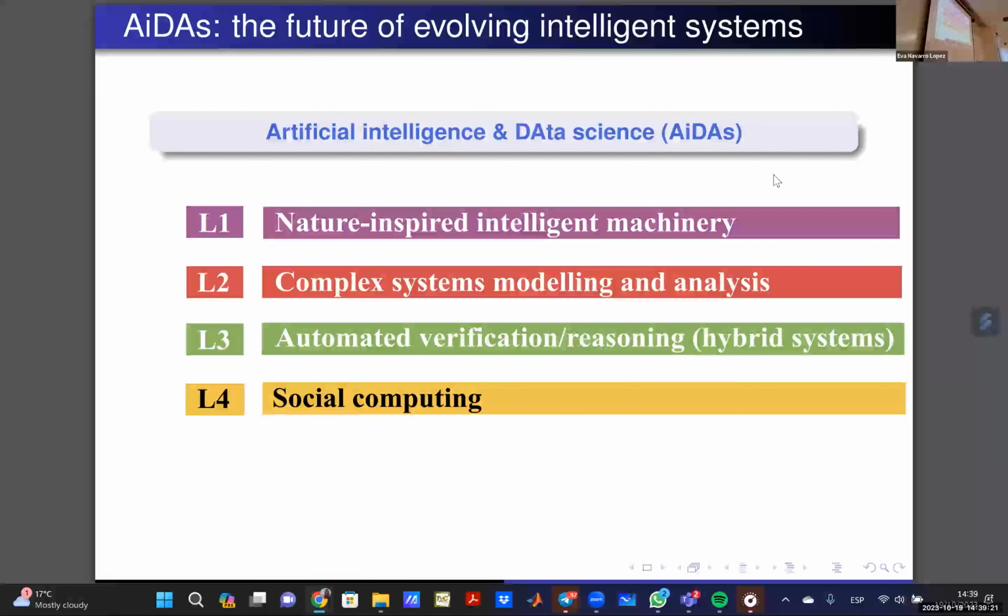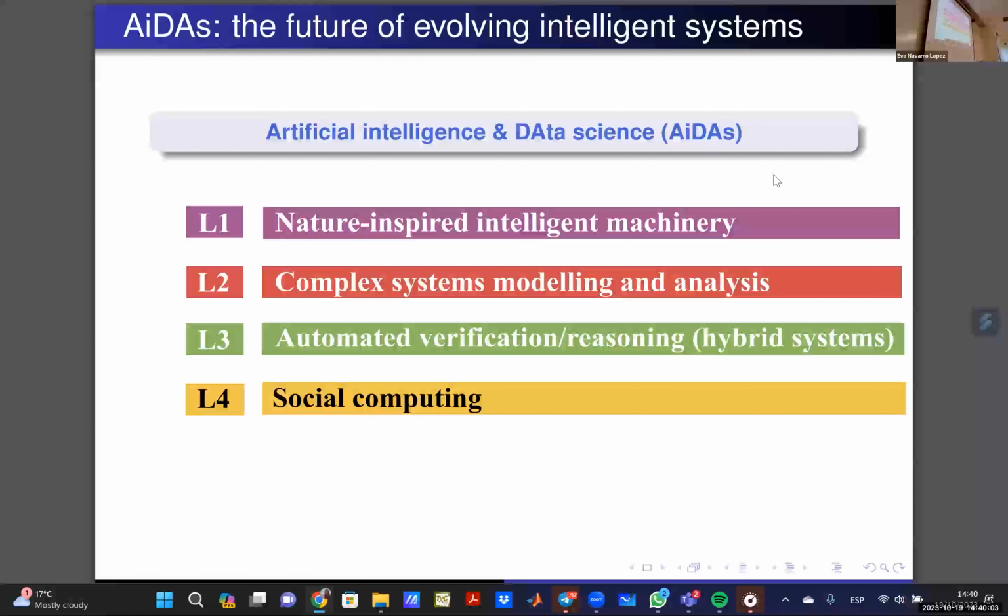And the second thread of thought is using these ideas for modeling complex systems and analyzing them. Complex systems that have self-organization, evolution, and adaptation, those emergent properties that we were discussing yesterday. And talking about properties, when you have these kinds of systems, we cannot analyze them so simply. So we need to automate this. So we have the area of automated verification and reasoning of hybrid dynamical systems, and I am one of the world leaders in this area.